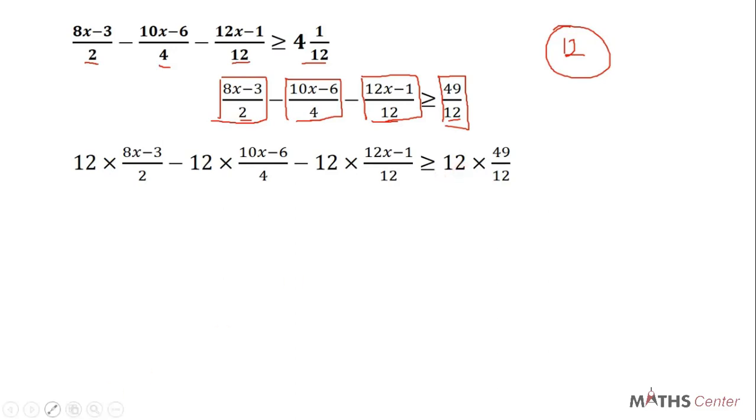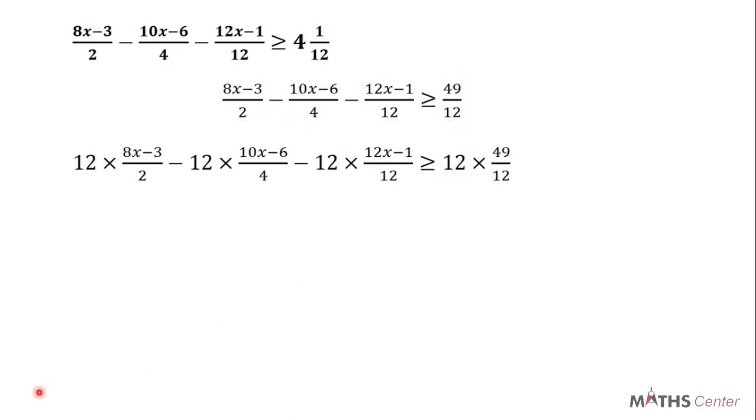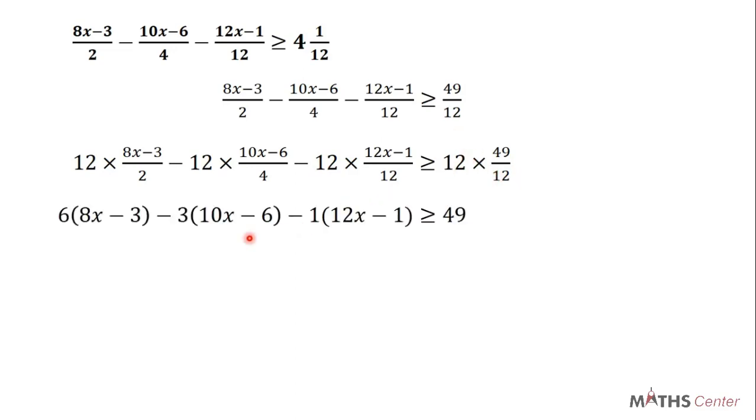So from here, we can move on to the simplification. Now, if you are simplifying, you see that 2 will cancel 12 6 times, 4 will cancel 12 3 times, 12 will cancel 12 once, then 12 will also cancel 12 once. So since 2 is cancelling 12 6 times, we are going to have 6 times what is here.